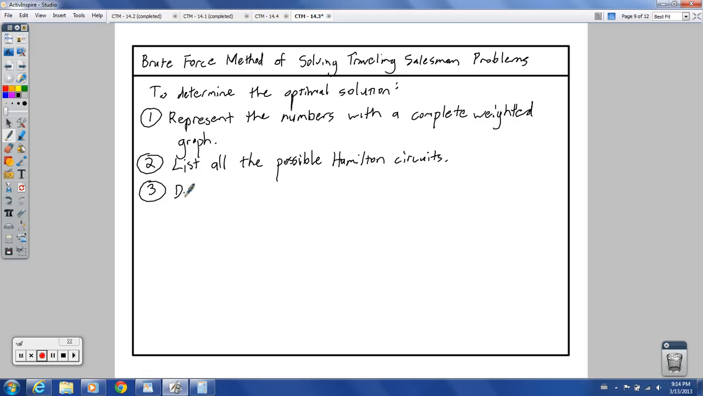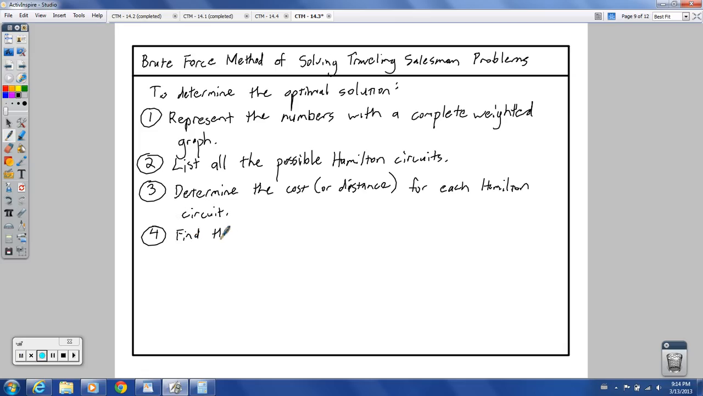So got that. Step 3, determine the cost or distance, etc. You could say for each Hamilton circuit. And finally, step 4, find the Hamilton circuit with the lowest cost. So I think fairly intuitive, as long as you remember to find each possibility and then determine the cost for each one and pick the cheapest one. You've got what you need to do.